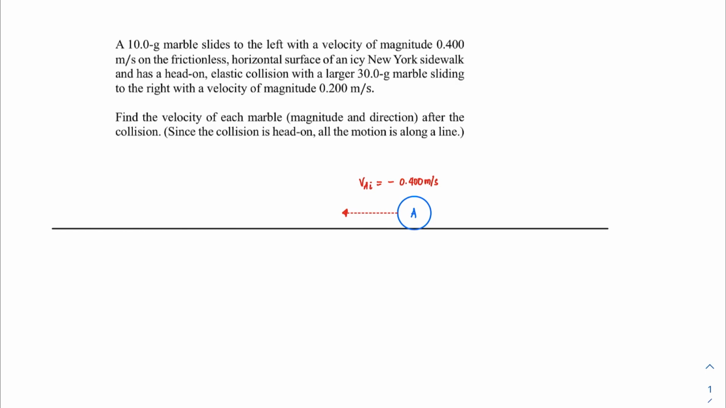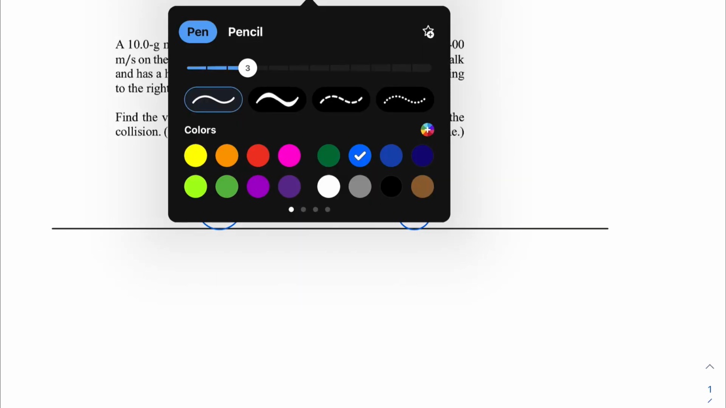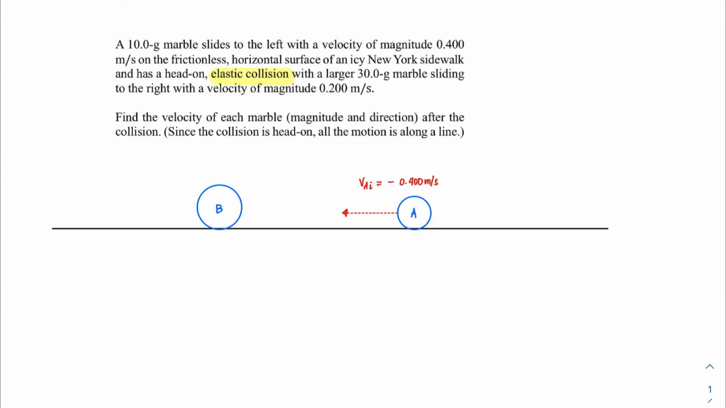a 10-gram marble slides to the left with a velocity of magnitude 0.400 meters per second on the frictionless horizontal surface on an icy New York sidewalk and has a head-on elastic collision. So I'm hoping you notice this in the problem. It is an elastic collision with a larger 30 gram marble sliding to the right. So I will have here another marble. This is slightly larger. I will call that marble B, and that is moving to the right.